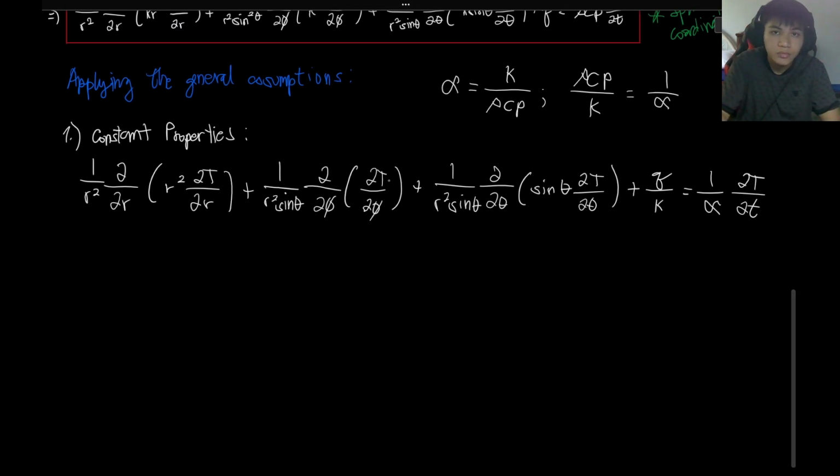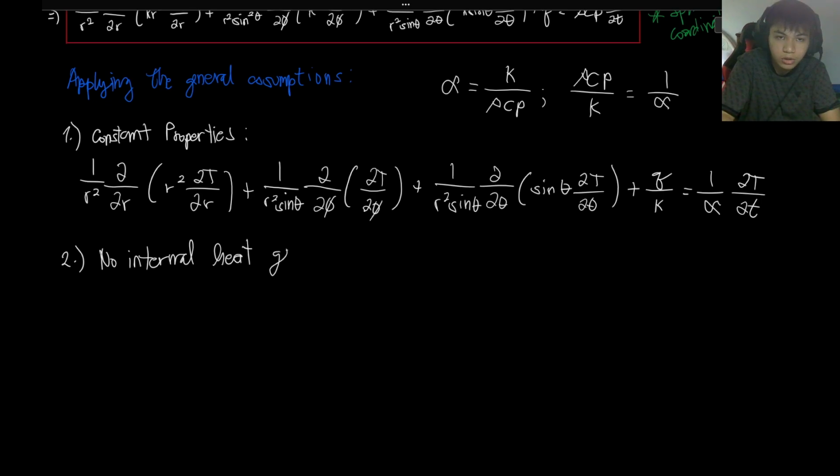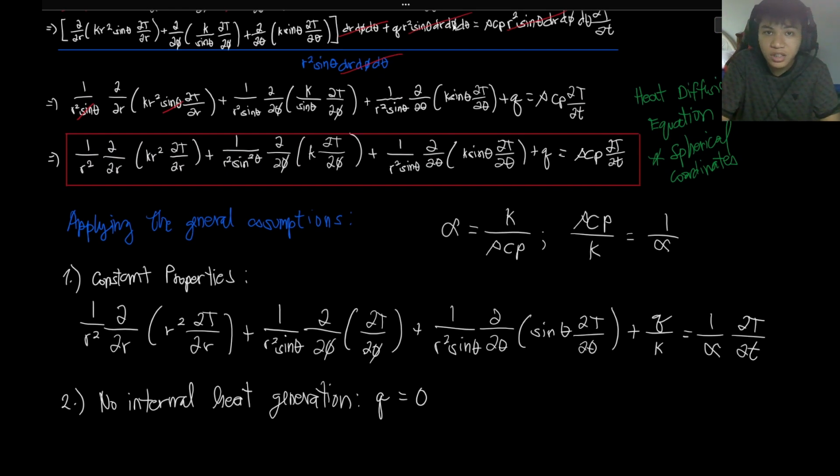So for the second assumption, we have no internal heat generation. So basically, Q is equal to 0. So ang gagawin mo lang is you use this whole equation again, but you remove your Q. So that's it. Yun lang gagawin mo.